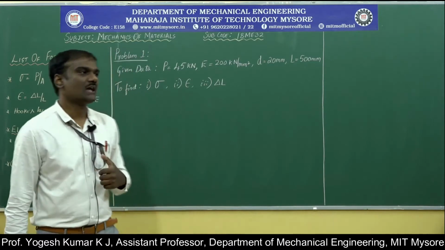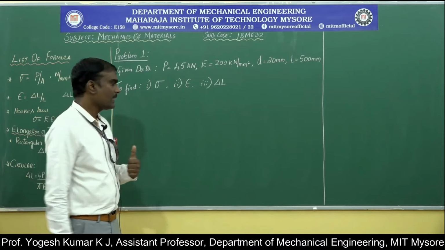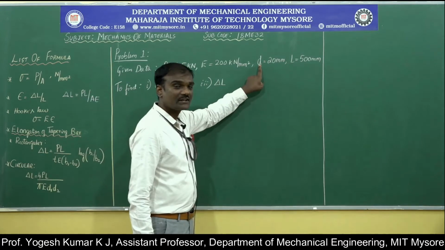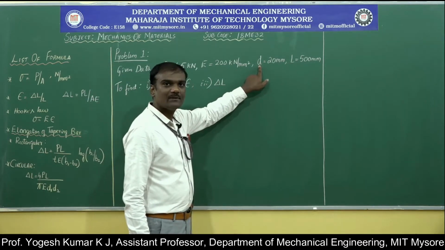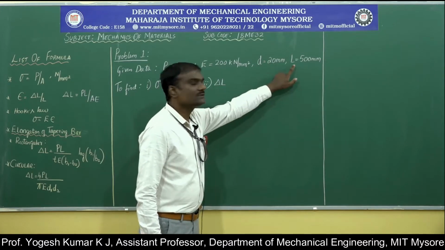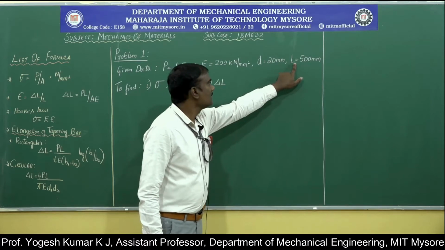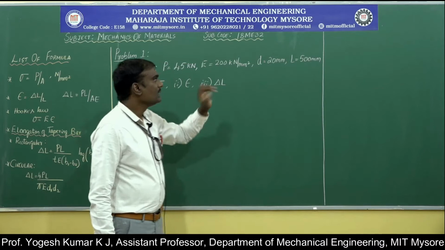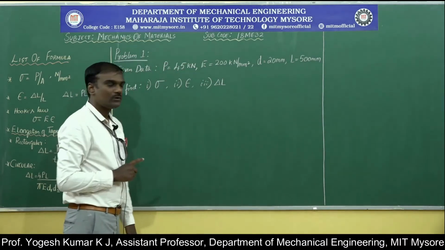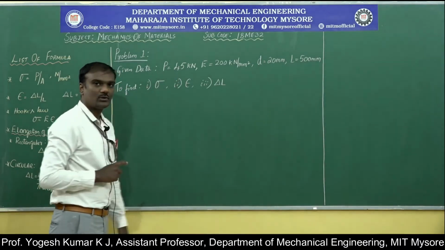We should understand what the given data in the problem are. In the first line, a circular rod of 20 mm diameter, it is a circular section. So we denote diameter with small letter d, and the given value is 20 millimeters. The length of the rod is 500 mm, denoted with capital L, L equals 500 mm. It is subjected to a tensile force of 45 kilonewton. Force is denoted with letter P, P equals 45 kilonewton.